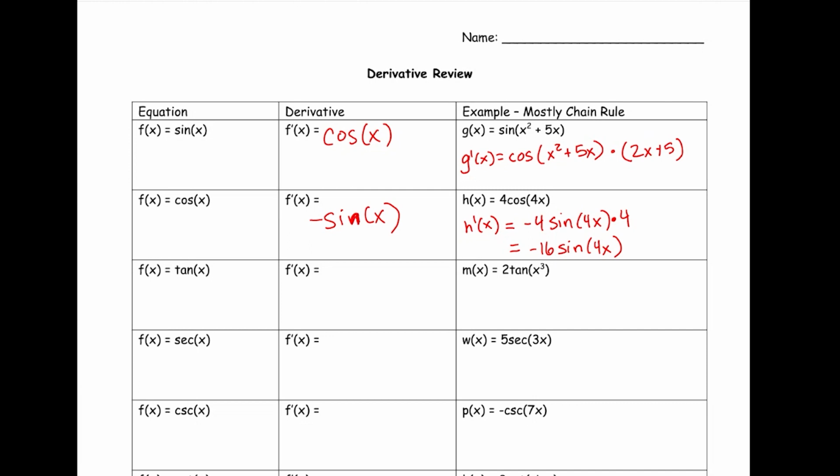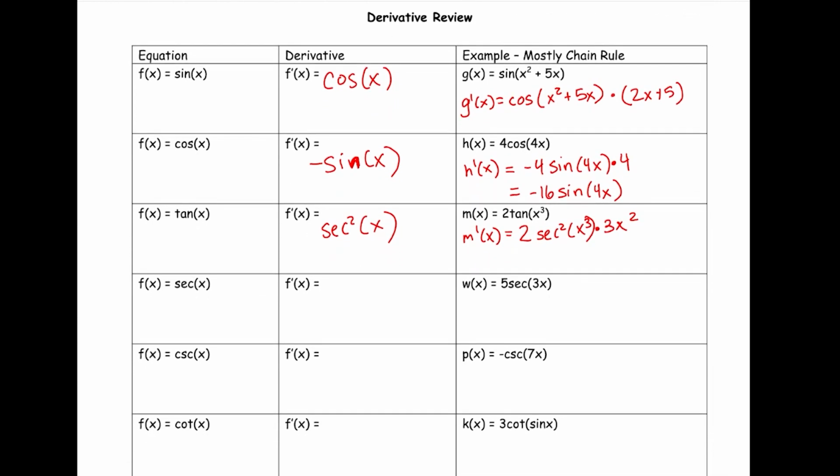The derivative of tangent is secant squared. And so if we want to differentiate 2 times tangent of x cubed, m prime here will be 2 times secant squared of x cubed times 3x squared. So that would be our derivative. And if we were to simplify it, we would multiply the 2 by the 3, and I could write this as 6x squared times secant squared x cubed.